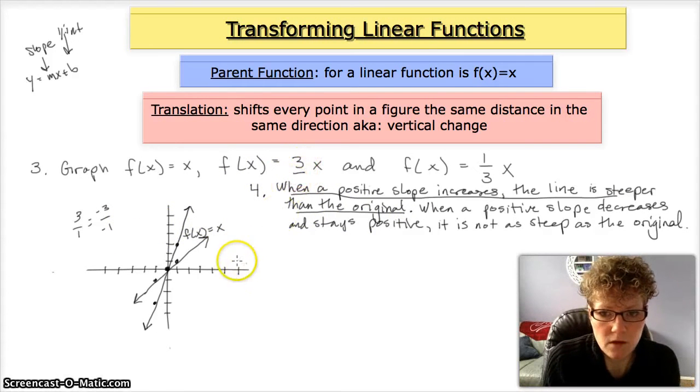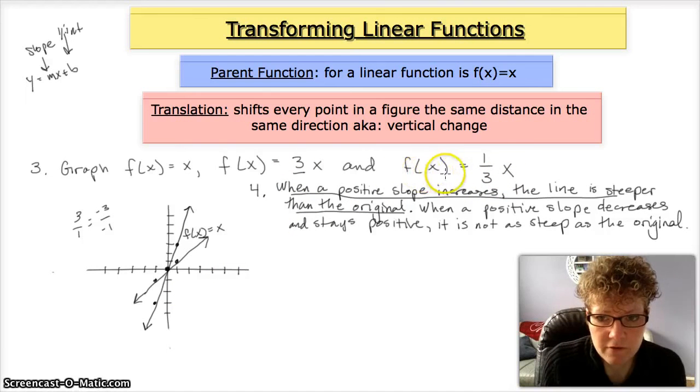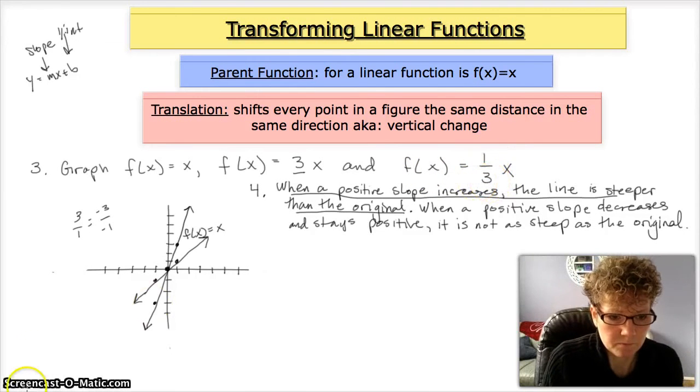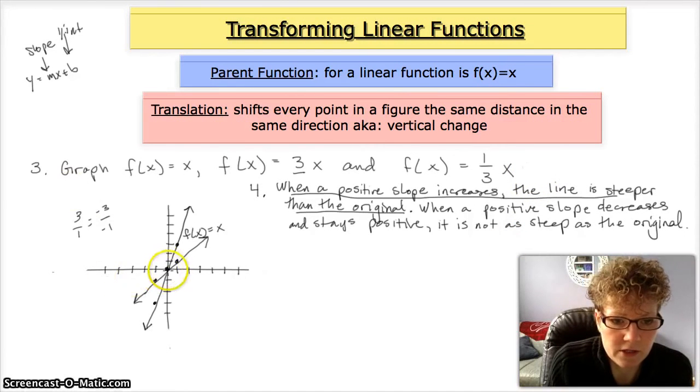So then let's go ahead and draw out this function, f of x equals 1/3 x. So now we're decreasing the slope. It's still going to be positive, but it's going to be much less now. If I were to write the y-intercept, it would just say plus 0, because if it's not there, it's 0. So again, we're going to start at the same y-intercept 0, but this time the rise is 1 and the run is 3.